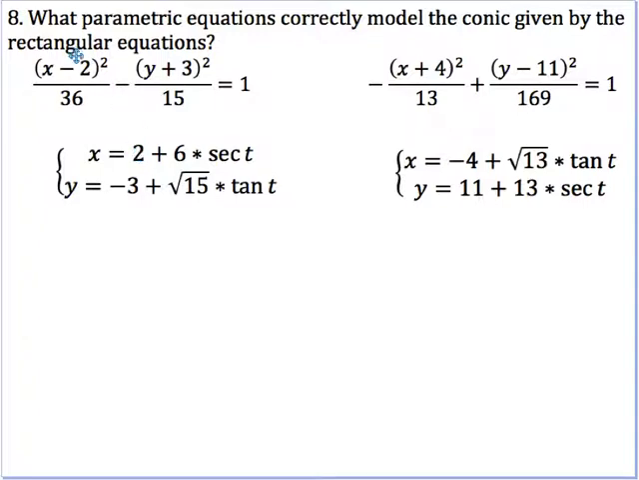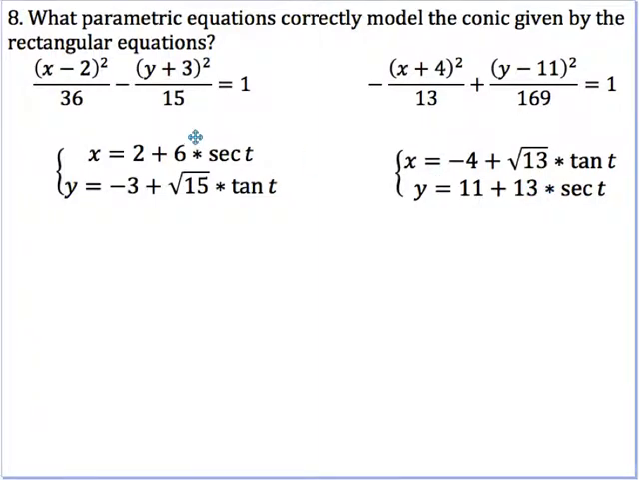So this 2 here is from here. Don't forget, when you're going from rectangular form to parametric form, that you need to change the signs here. This is your A squared, so if you just want A, then you have to do the square root of this, and so you get 6. Here's from the Y, you have a -3. Again, this is B squared, so to just get B, it would be the square root of 15. 4 here becomes -4, 13 becomes square root of 13 here, 11 becomes +11, 169, the square root of 169 is 13.